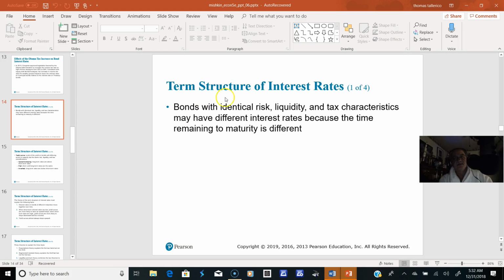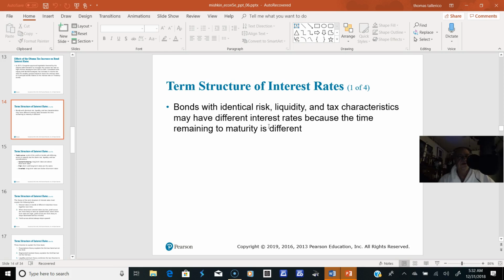is right here: bonds with identical risk, liquidity, and tax characteristics may have different interest rates because the time remaining to maturity is different. So what they're simply saying there is, as bonds get closer to maturity, there's a maturity premium that is going to start to shrink. And as you know, as the bond is right at maturity, the only thing left is basically the coupon rate, right? So that's an important consideration.